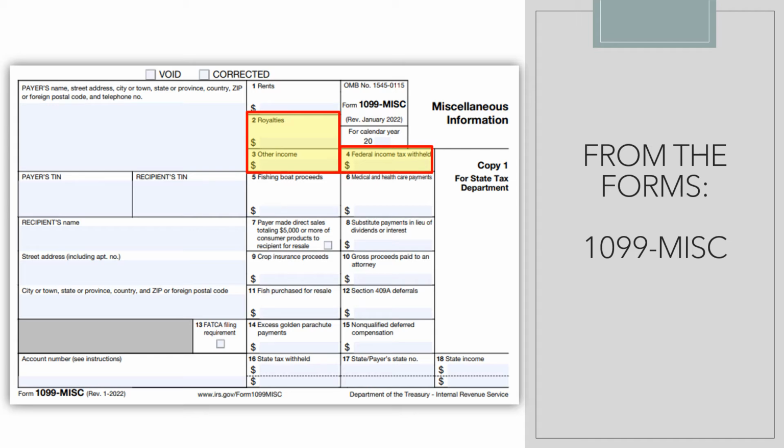Now, aside from these informational forms, we also need to remember that even if our client did not receive a form, they might still need to be reporting income. And so any income that came in as cash, any income that came in as virtual currency needs to be reported. If it's a virtual currency situation, they are out of scope for us, but we still need to let them know that they have to report that as income.